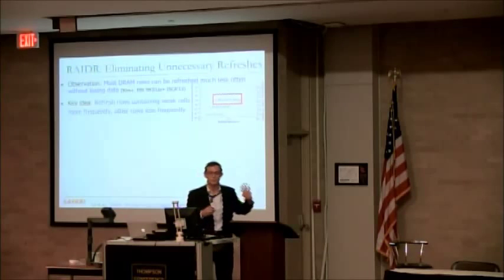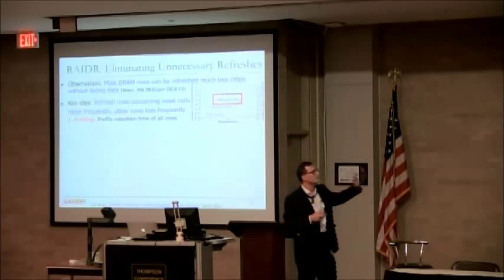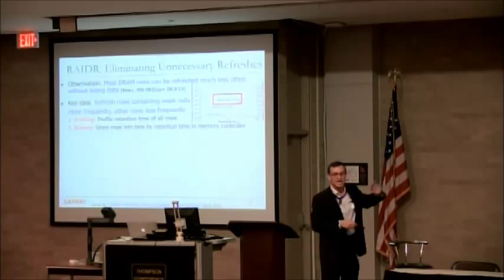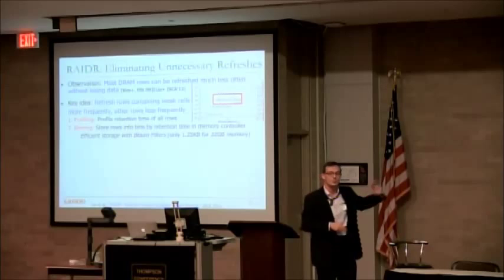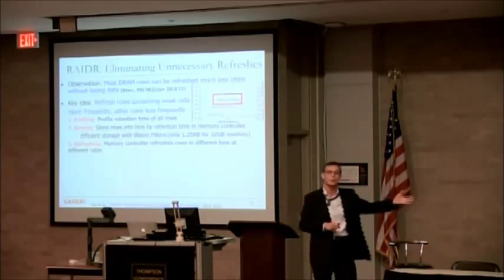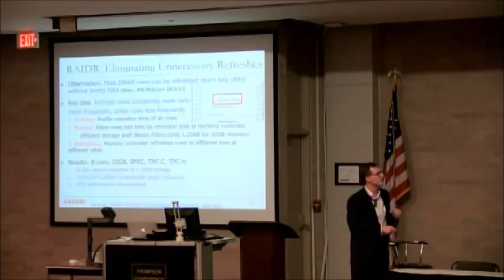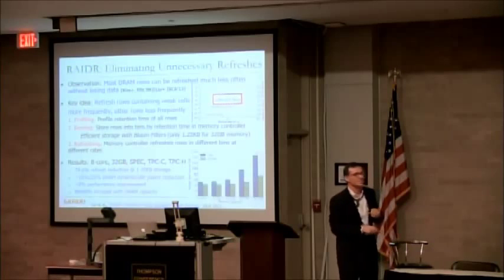Basically, we proposed one mechanism in ISCA 2012 that profiles the retention time of all rows, which is actually the hardest step here, and stores the rows into bins by retention time in the memory controller. The memory controller then changes the refresh rate depending on which row it's trying to refresh at that point in time. You can get significant performance benefits as well as energy improvements by reducing refreshes by almost 75%.